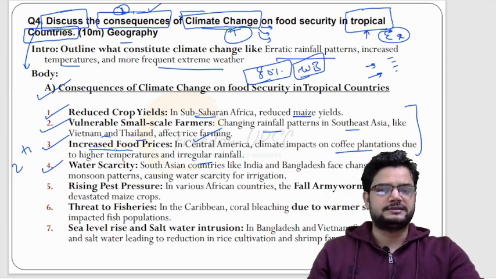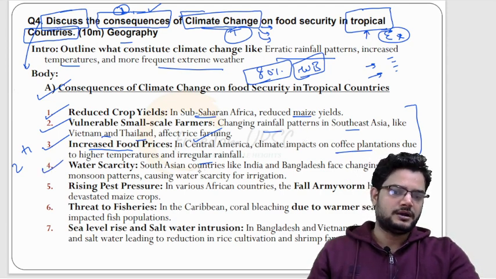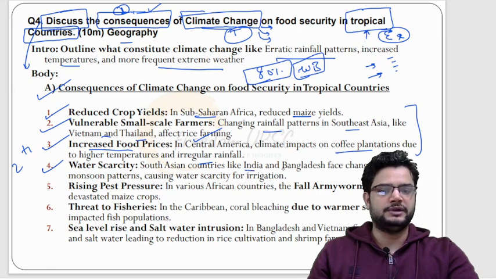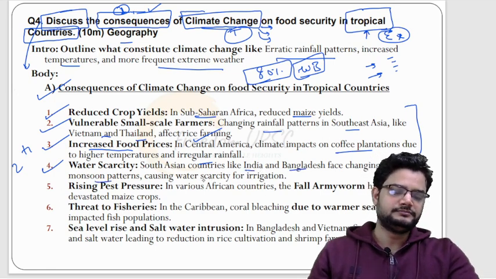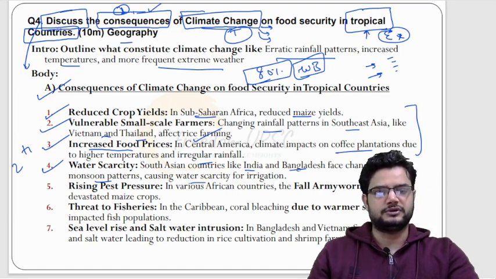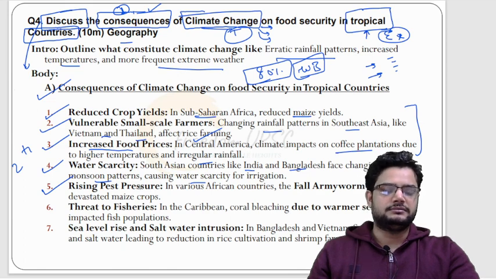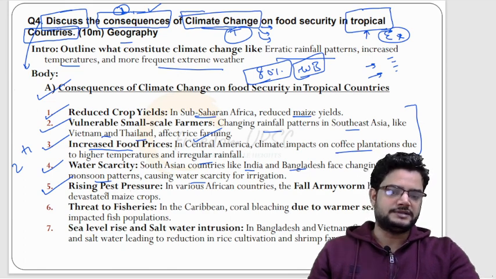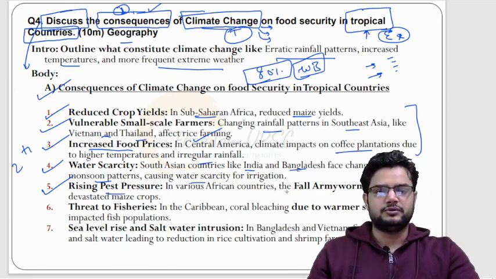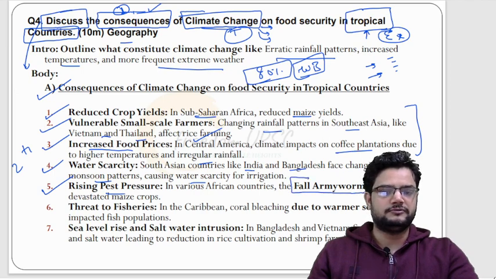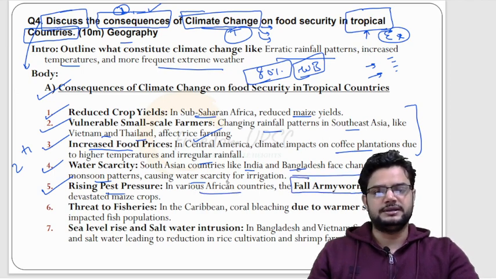Then it exacerbates water scarcity. How? You can give an example of how in India and Bangladesh changing weather patterns lead to changes in the monsoon and cause water scarcity and water pollution. Then it leads to a rise in pest attacks. You can give an example of how the fall armyworm attacks African countries and devastated the maize crops there.